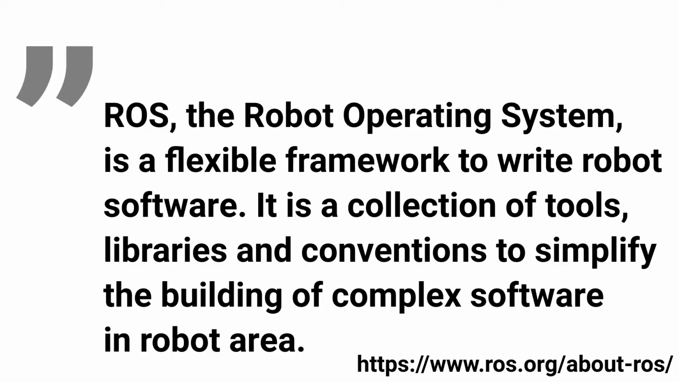The basic definition of ROS is: ROS, the Robot Operating System, is a flexible framework to write robot software. It's a collection of tools, libraries and conventions to simplify the building of complex software in the robot area. But what does this mean?